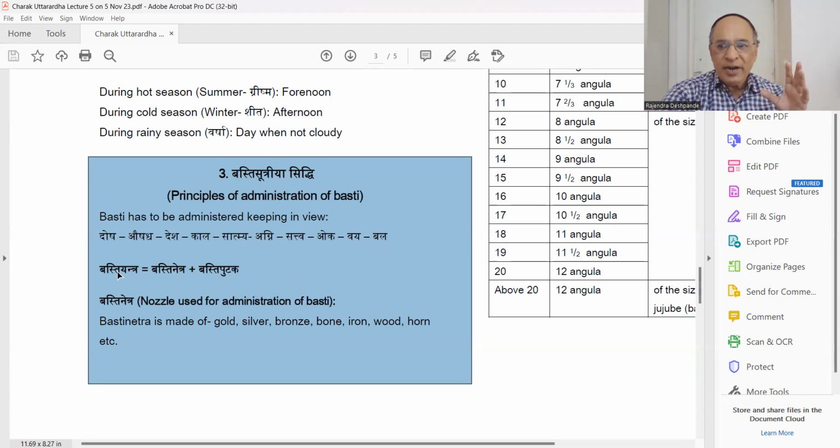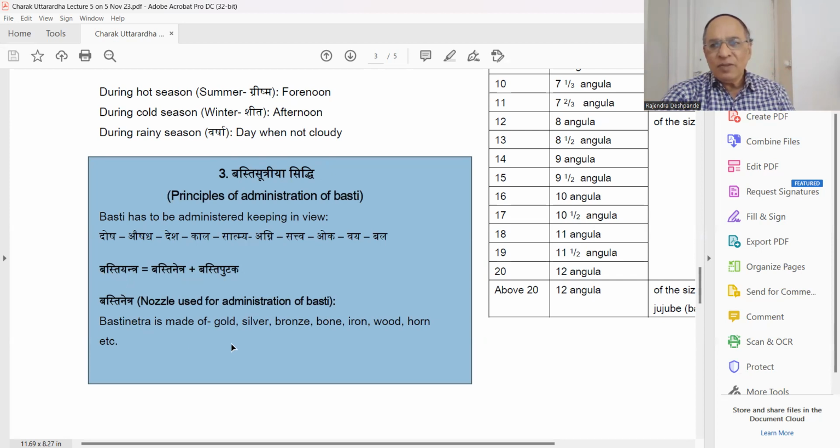Specific instrument for medicated enema, that is Basti Yantra, and it has two parts. One is a Basti Netra and another is a Basti Putaka. Basti Netra is a forward part and Basti Putaka is a bag which is attached to the Basti Netra. Basti Netra, we will see the picture, then you will understand. Basti Netra is a nozzle used for administration of Basti.